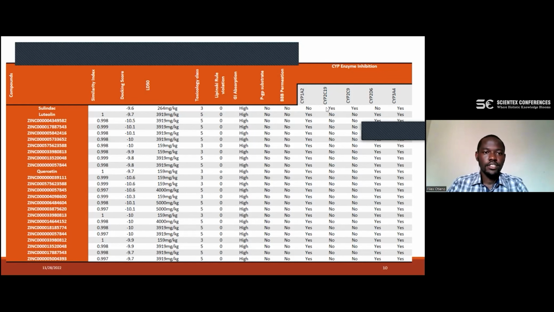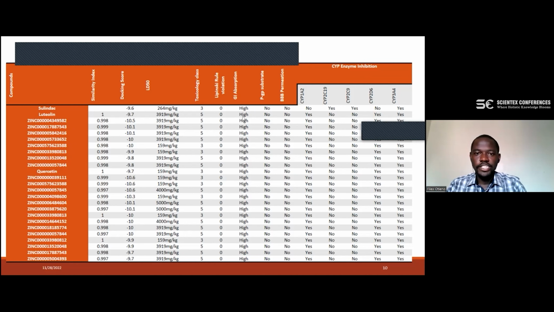For luteolin, we can see it had a better docking score than Sulindac, similar to quercetin at negative 9.7. But when it comes to LD50, luteolin had a value of 3,919 milligrams per kilogram compared to that of quercetin, which was at 159 milligrams per kilogram. So generally, luteolin is safer than quercetin when taken.